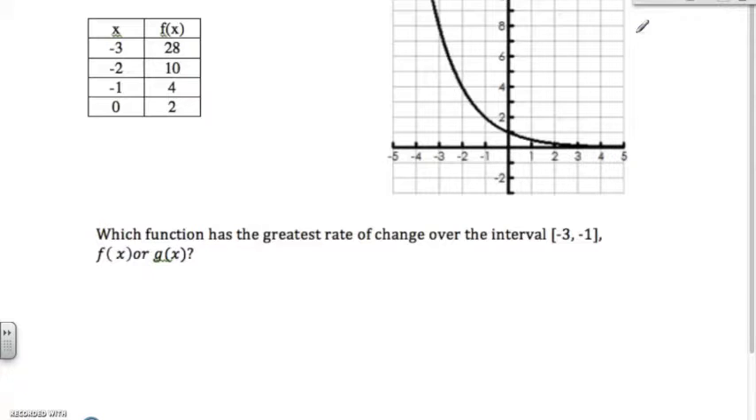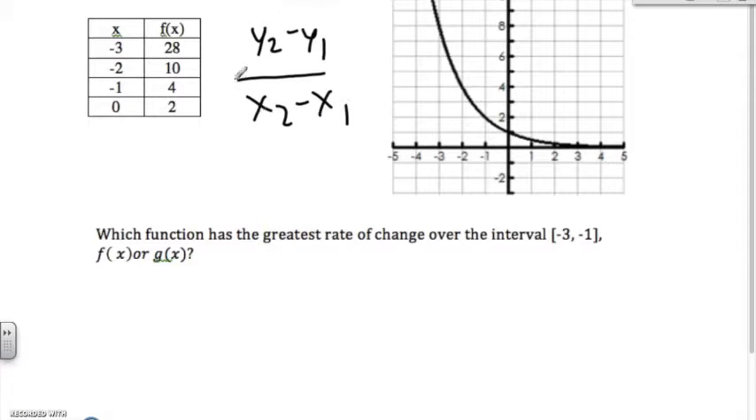So if we look at number 1, we are asked which function has the greatest rate of change over the interval -3, -1, and we're asked if it's f of x, which is shown over here in the table, or g of x, which is shown on the graph. Now, just a reminder in case you've forgotten your slope formula, which is on your formula sheet. It is y2 minus y1 over x2 minus x1.